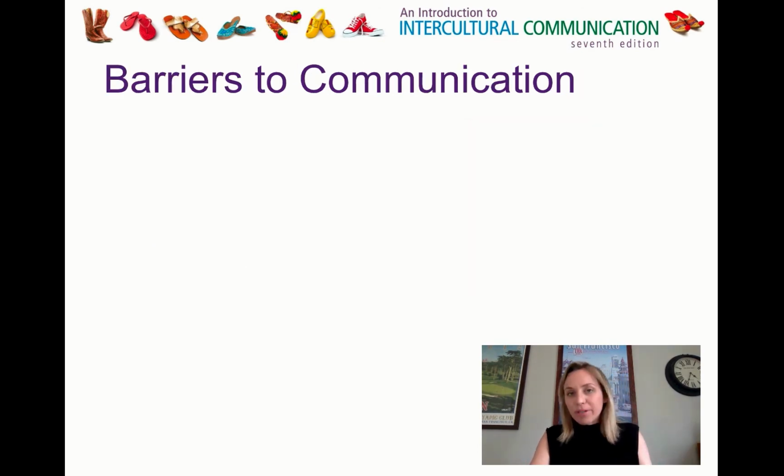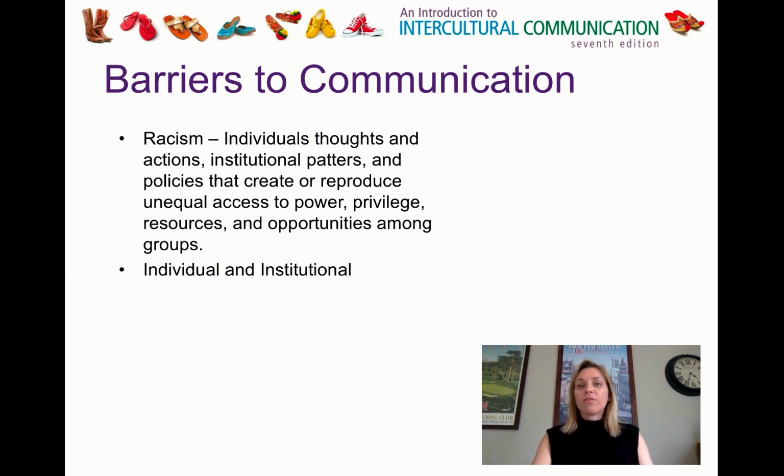So, obviously, this can be a barrier to communication, and I want to give you the official definition of racism according to our book: individuals' thoughts and actions, institutional patterns, and policies that create or reproduce unequal access to power, privilege, resources, and opportunities. Racism can be individualized or it can be institutional. So, it could be person to person, just communicating, you might hear racial slurs, or it could be institutional. So it could be laws or structures of power that institute racism.